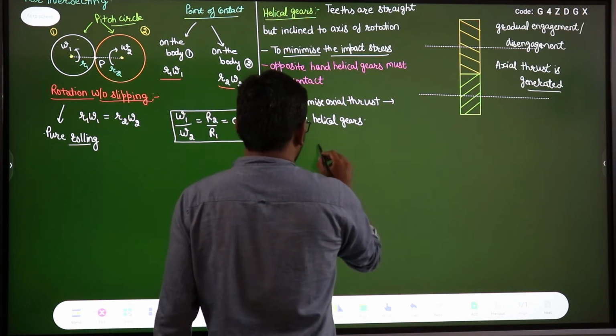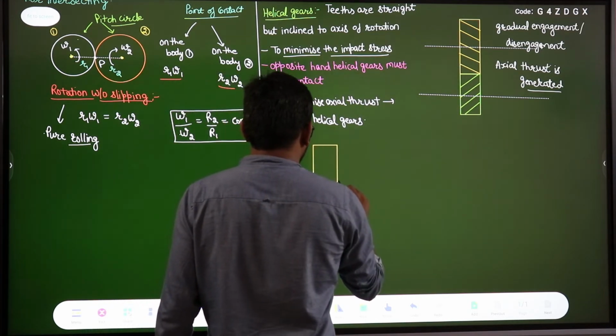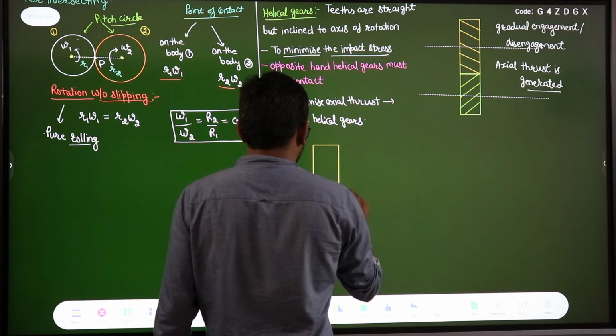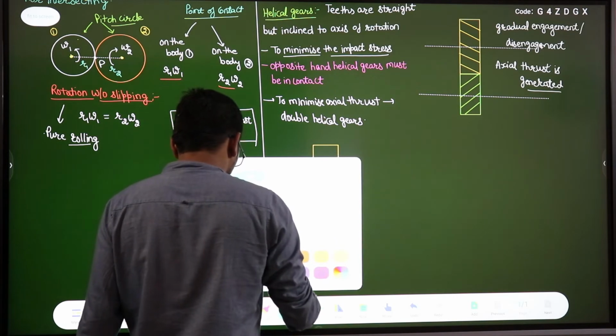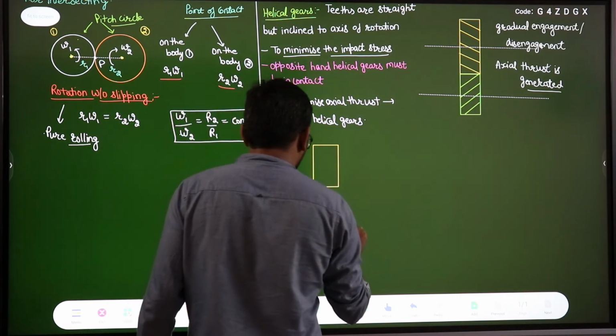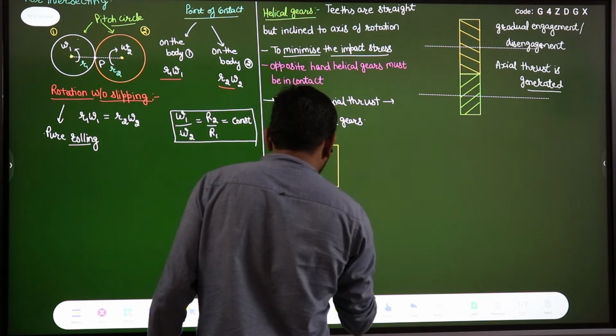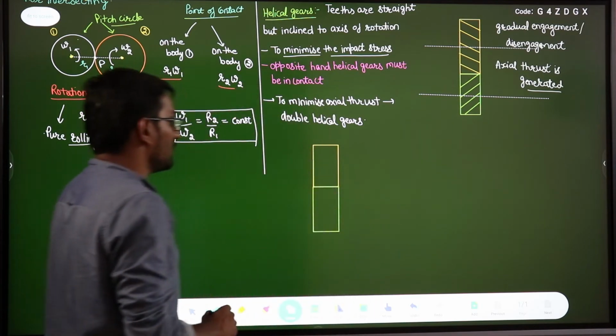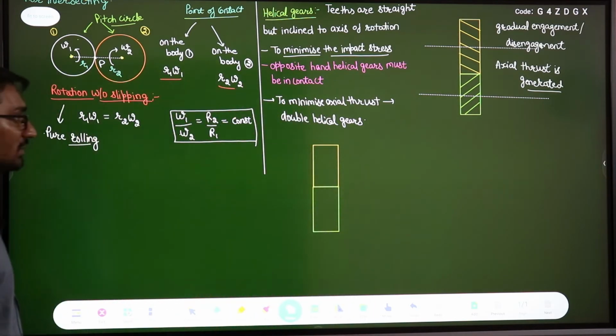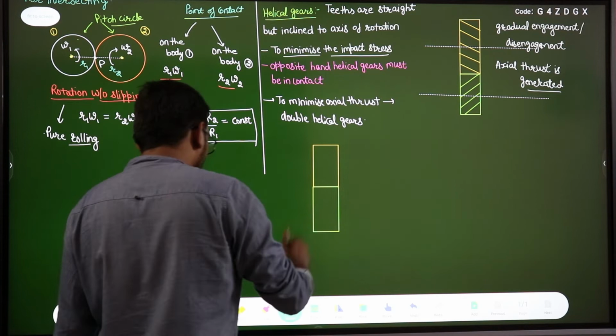Suppose this is your gear 1, and let us say this is your gear 2, which are in contact with each other. This is gear 2. They are, you can say, double helix gears.